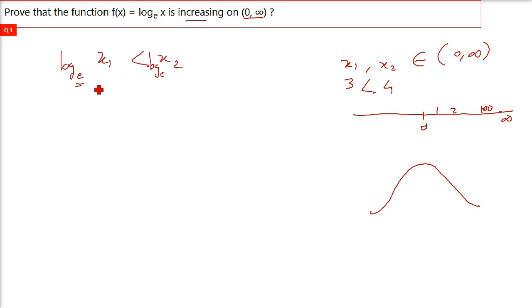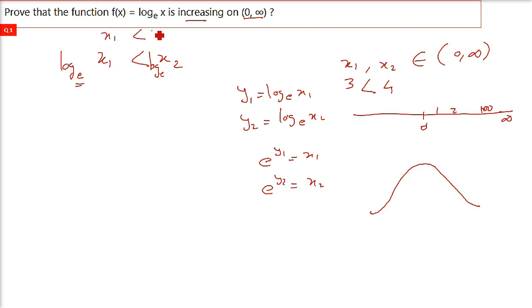This log is base e, that is called the natural log. If I call y1 as log x1 and y2 as log x2, it just means that e raised to y1 is equal to x1, and e raised to y2 is equal to x2. So I am saying x1 is less than x2, which we started with. We took two numbers, one lower than the other. We took the log of both the numbers. So what does that log mean? Here I have just equated it with y1 and y2.